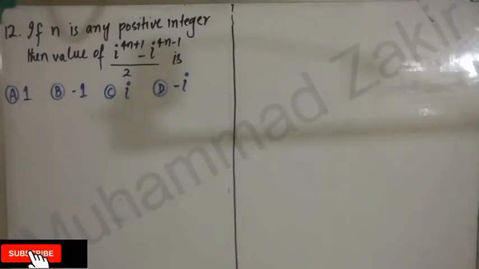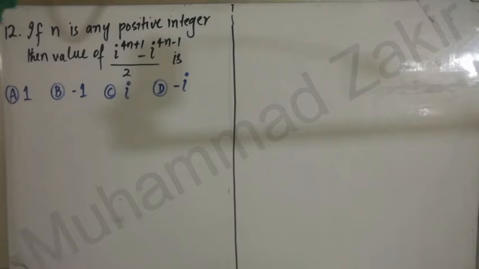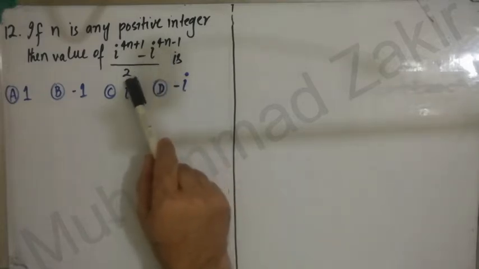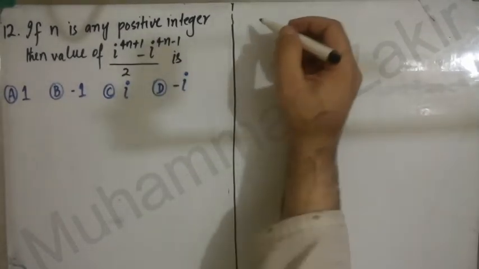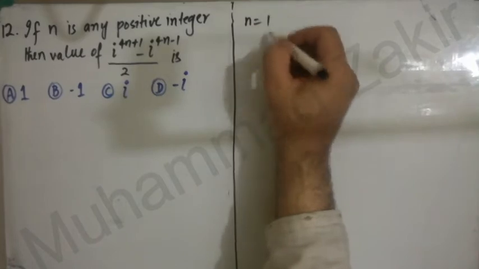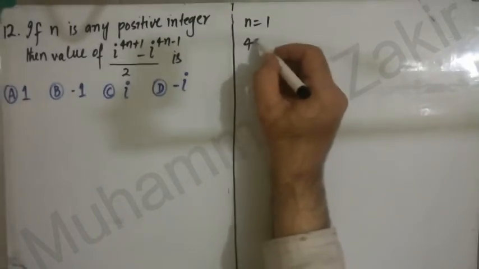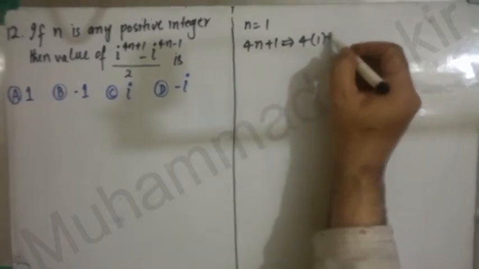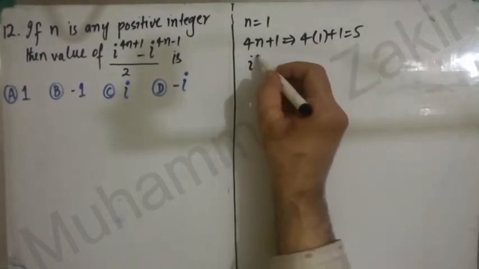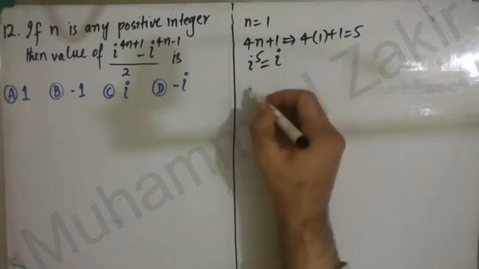Dear students, now this is an MCQ. If n is any positive integer, then what is the value of (i^(4n+1) - i^(4n-1))/2? Positive integers are in fact natural numbers, so first take n = 1. When we substitute n = 1, 4n + 1 is 4 into 1 plus 1, which is 5. So it becomes i^5, and i^5 is i.